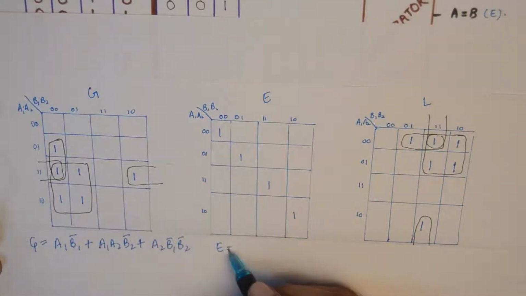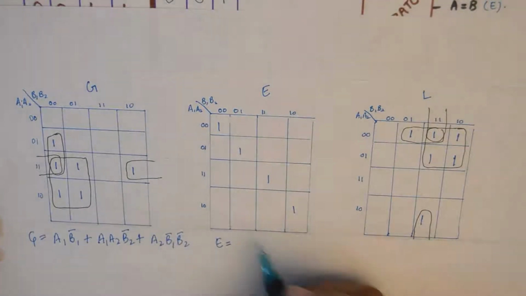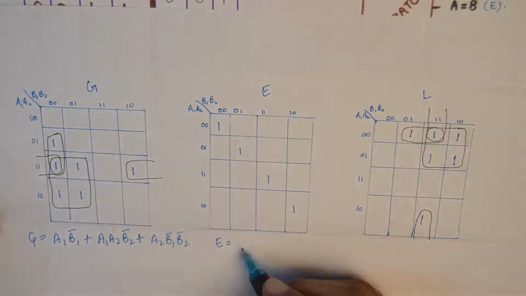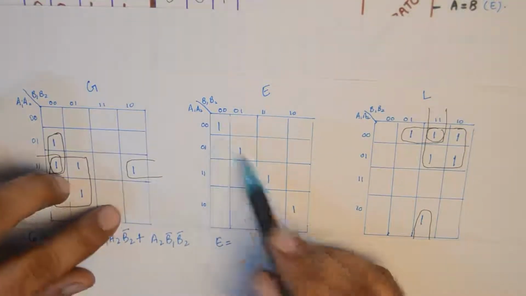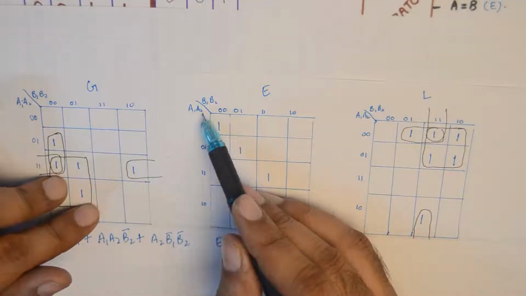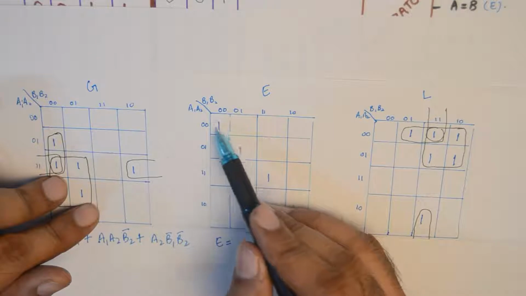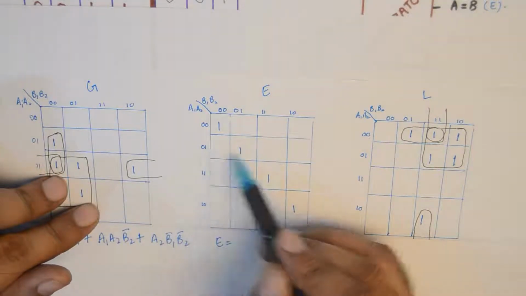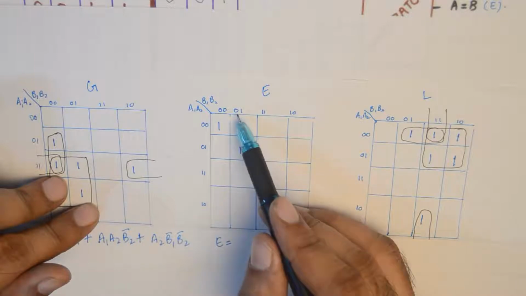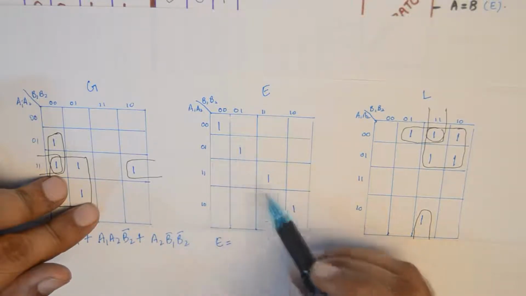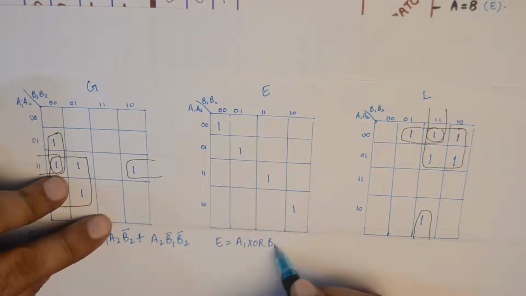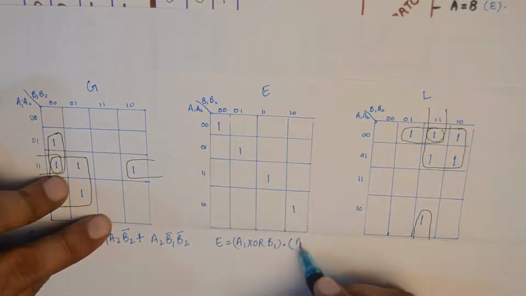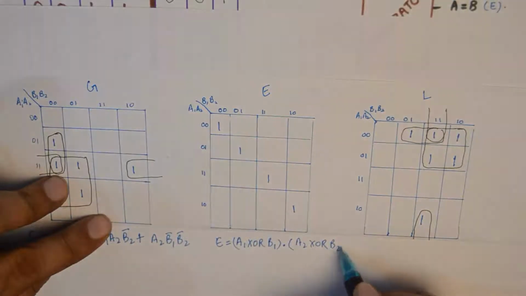For the value of E, we get this. You need to write the expressions for all these ones individually, like A1 bar, A2 bar, B1 bar, B2 bar as the first product term, then A1 bar, A2, B1 bar, B2 for the second, and then after writing the four product terms and simplifying, you'll get A1 XOR B1 multiplied by A2 XOR B2.